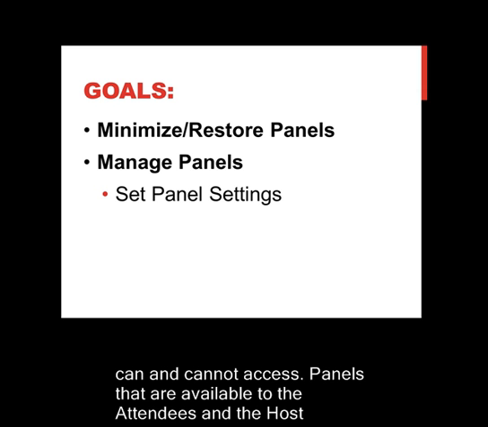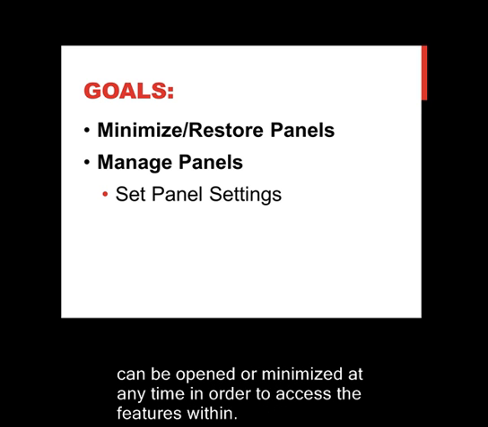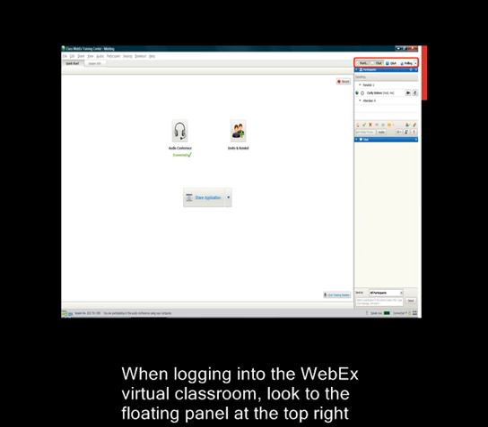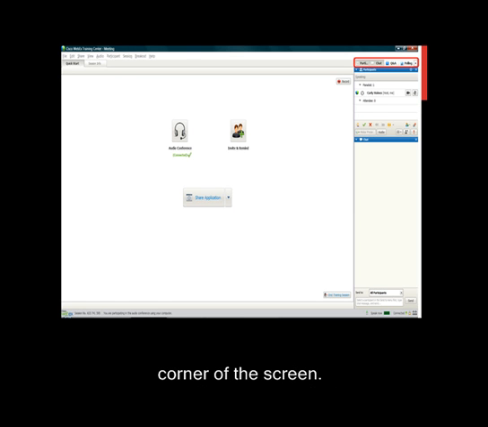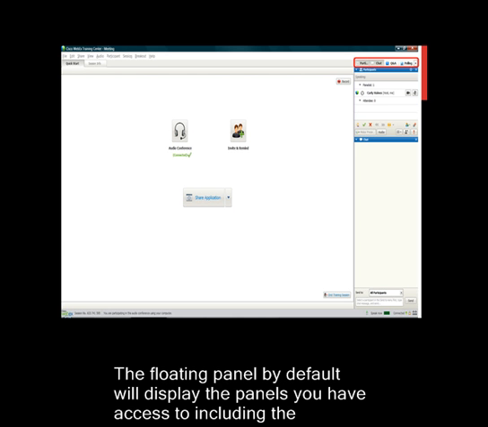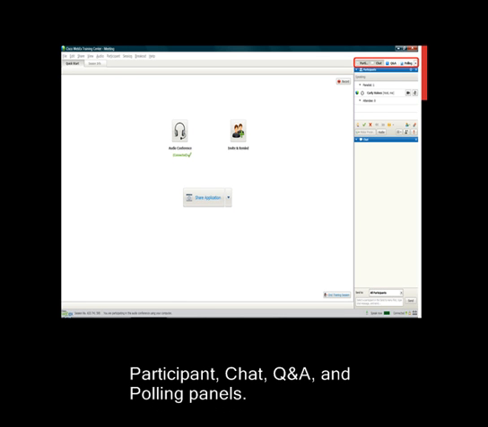Panels that are available to the attendees and the host can be opened or minimized at any time in order to access the features within. When logging in to the WebEx Virtual Classroom, look to the floating panel at the top right corner of the screen. The floating panel, by default, will display the panels you have access to, including the participant, chat, Q&A, and polling panels.